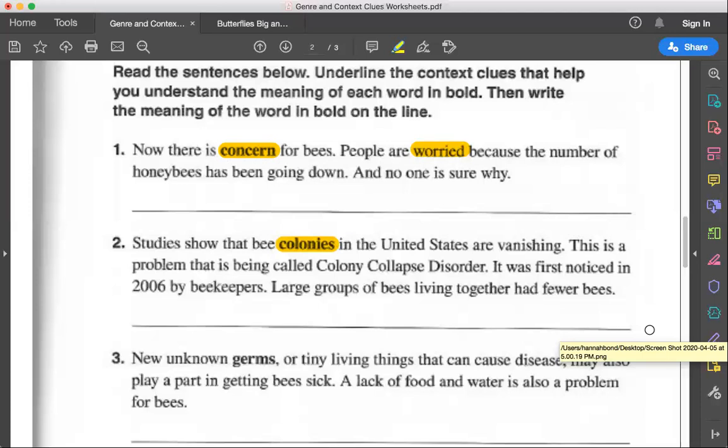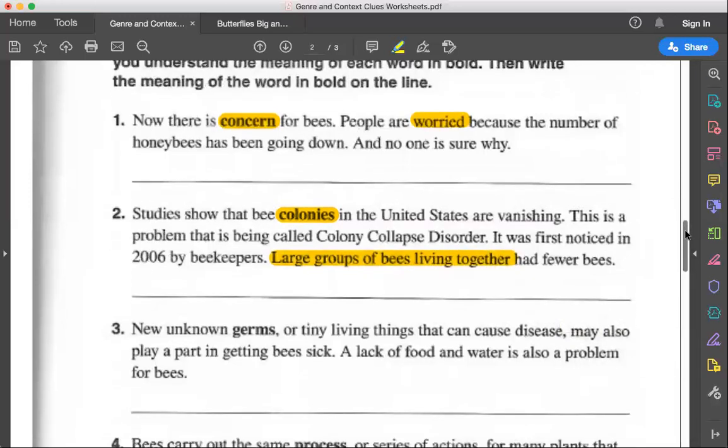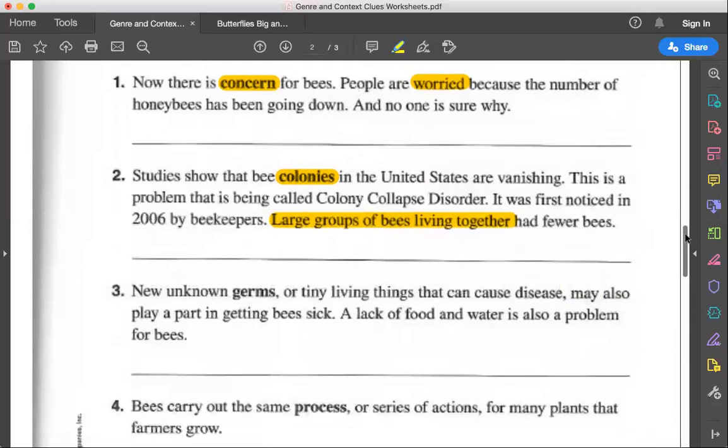First noticed in 2006 by beekeepers. Large groups of bees living together. Oh, I think that's it. Okay, I think we found it. So colonies are large groups of bees living together. That's what you call a colony. So then I would write the definition on the line. And this is the definition. Remember, if Mrs. Bond is going too fast, just simply pause the video and you can continue when you are ready.